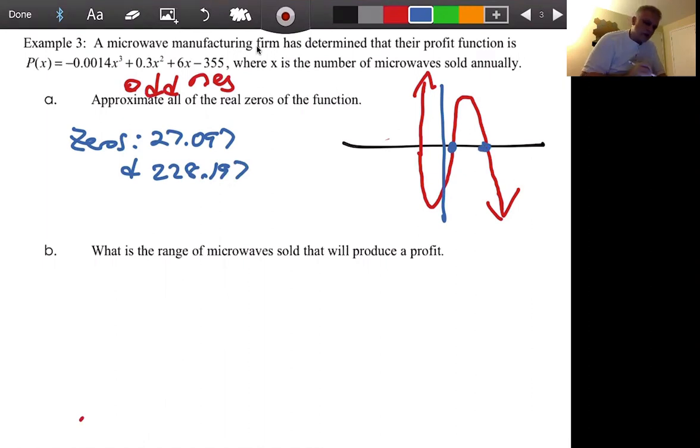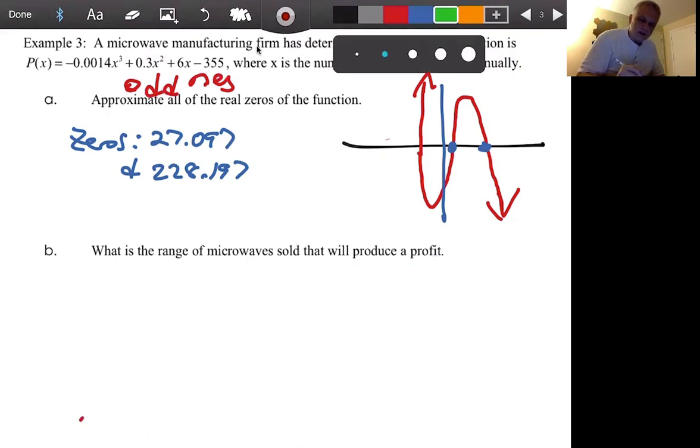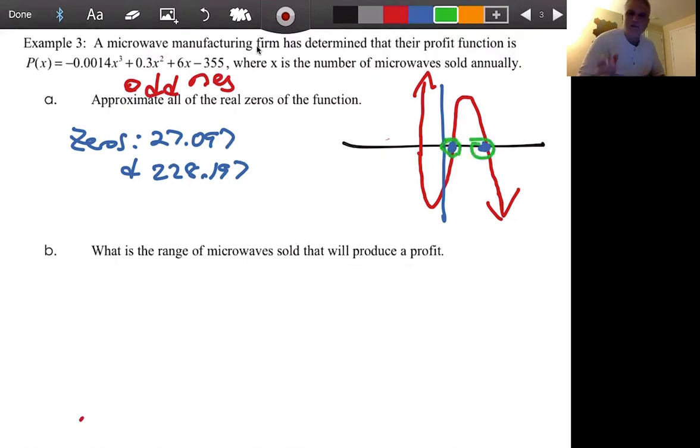All right, so now B, take what we just found in the graph, and let's answer this question. What is the range of microwaves sold that will produce a profit? Now, when they say range of microwaves, it's not like domain versus range, X versus Y. Range of microwaves just means the lowest amount of microwaves to the highest amount of microwaves that will produce a profit. Okay, so as I just mentioned, at these 2 zeros, the profit is 0.